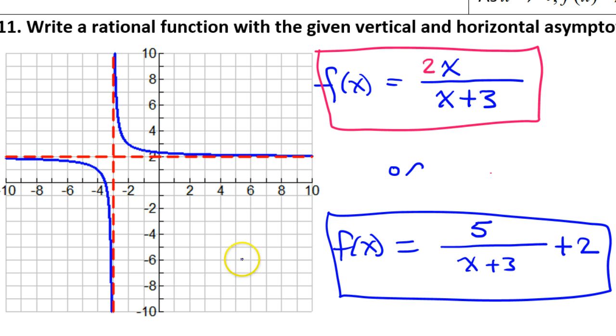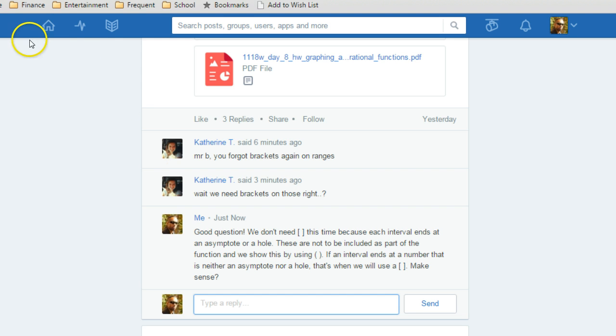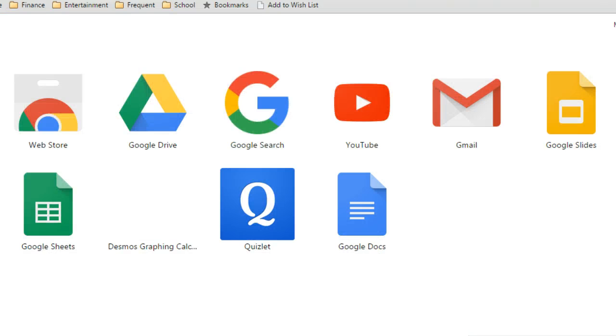Just for fun, I'd like to take a peek at Desmos.com and see if our graphs look like this. Sort of cheating, I guess, a little bit. So I'm going to desmos.com. I should probably have done this off camera.